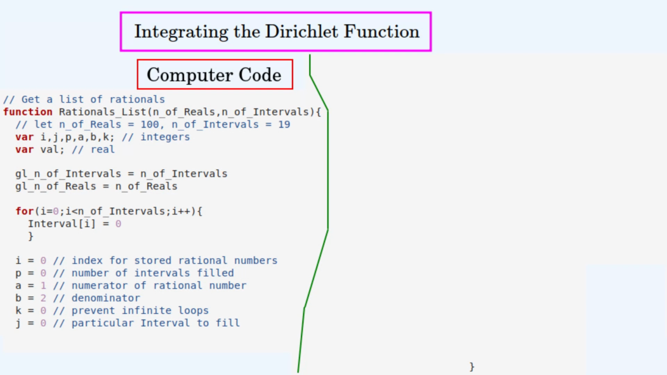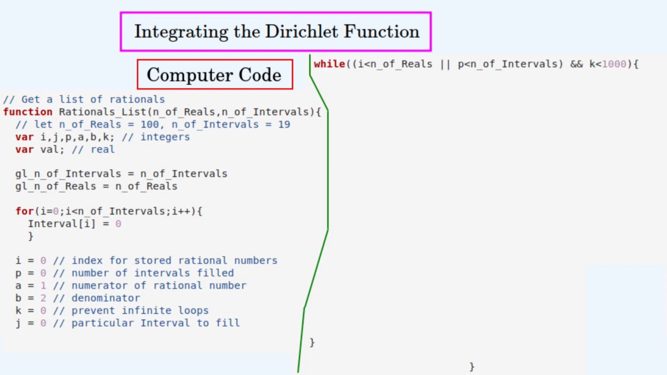P is the number of intervals in the partition that have enough rational numbers in them, and the function will stop when P is equal to the number of intervals. A and B represent the rational number between 0 and 1, and will be able to represent any of these rational numbers. K is a sort of variable to stop the main loop from getting into an infinite cycle.